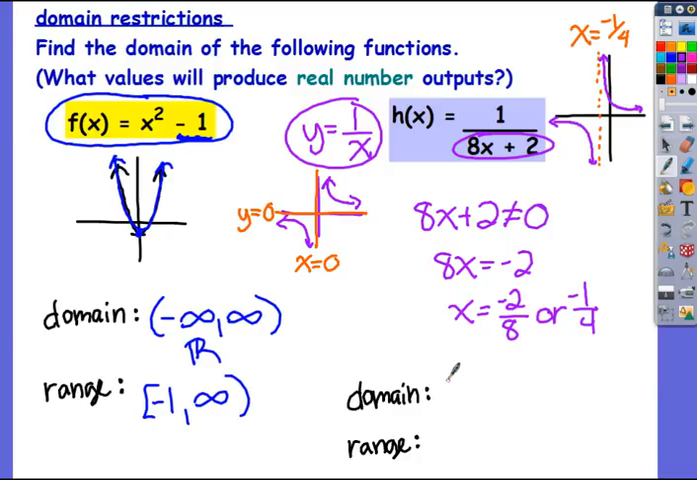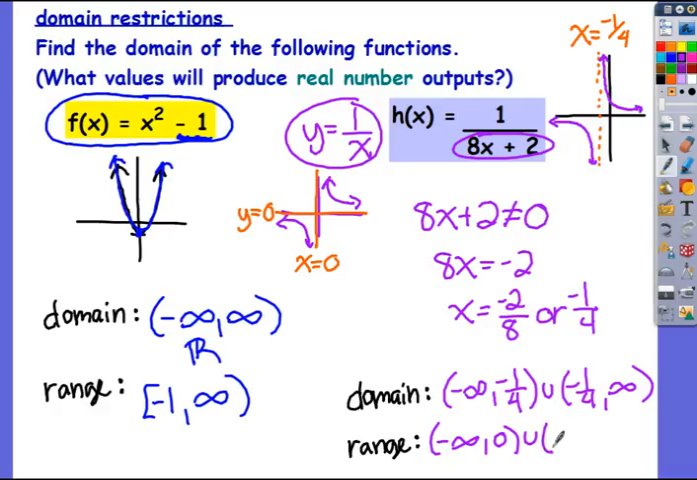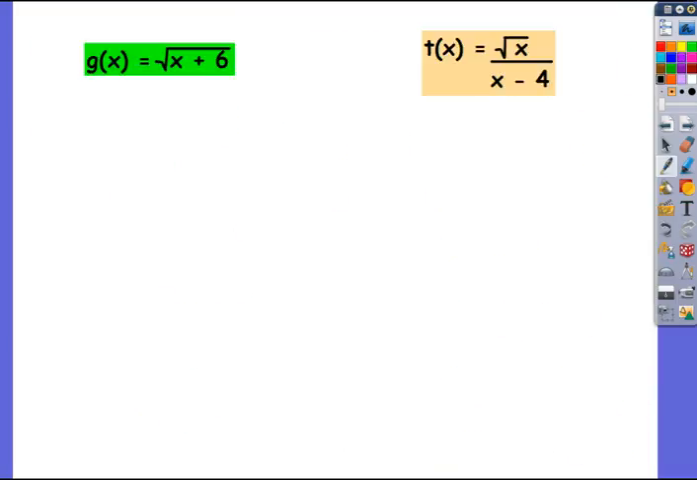Therefore, your domain, I can plug in anything for x except negative 1/4. And that's what that interval notation is saying. If I want to look at the range, it looks like anything is coming out for y except 0. If I can't divide by 0, there's no way I could get out 0 for y. Let's look at two more functions.